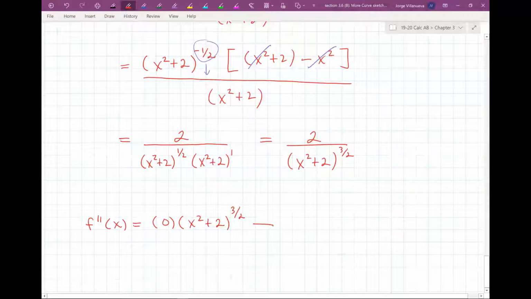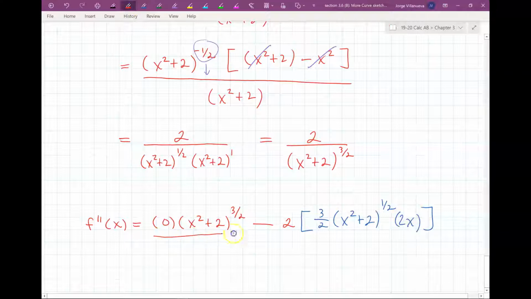So 0 times x squared plus 2 to the 3 halves minus. Now I get to write the 2 there. And then I get to take a derivative of that bottom portion. So start with your power, 3 halves, x squared plus 2. Subtract 1, you get a half. And then the derivative of the inside, that's 2x. Sorry, I was almost going to write x squared, but that's 2x. And all that divided by x squared plus 2.